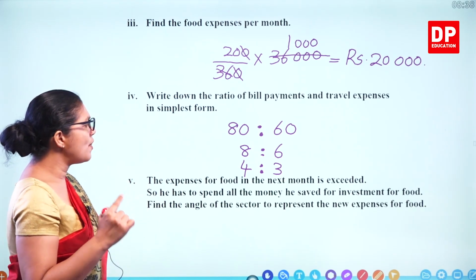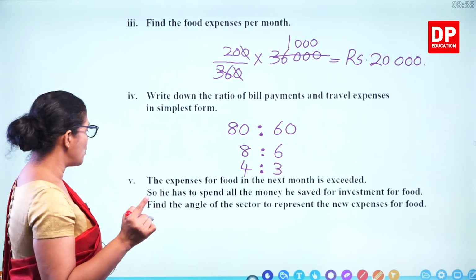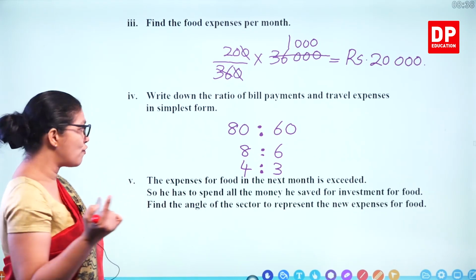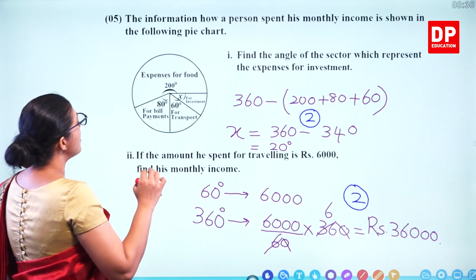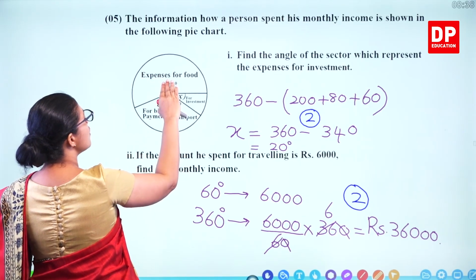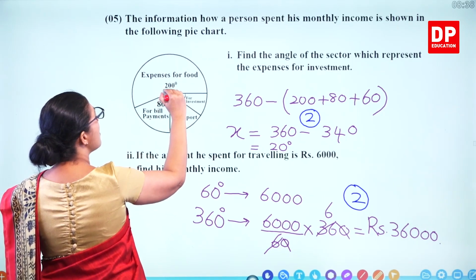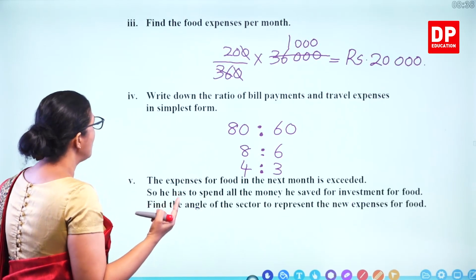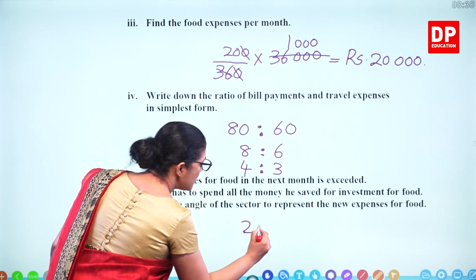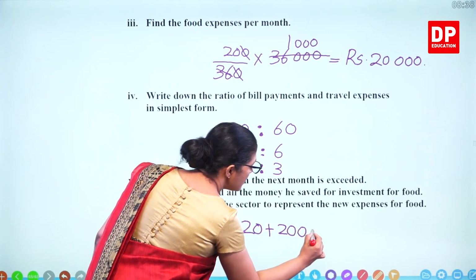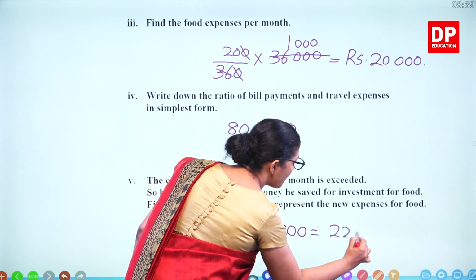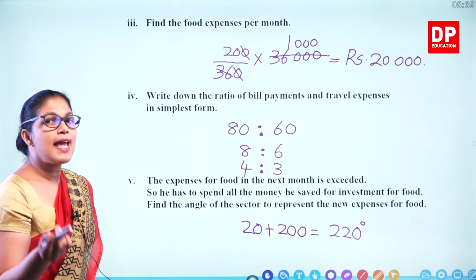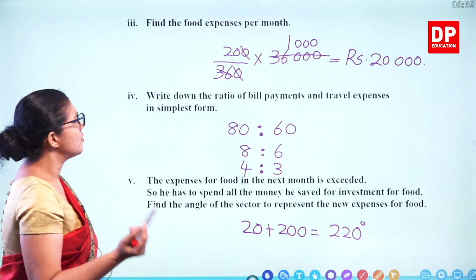The expenses for food in the next month is exceeded. So he has to spend all the money he saved for investment for food. Find the angle of the sector to represent the new expenses for food. So now earlier expenses for food is 200. So we need to combine these two. X is 20. So what's the new angle now? 220. So 20 plus 200 degrees, 220 degrees. So it's easy to take just the angle because the ratio is the same as the angles. So that's the new one.